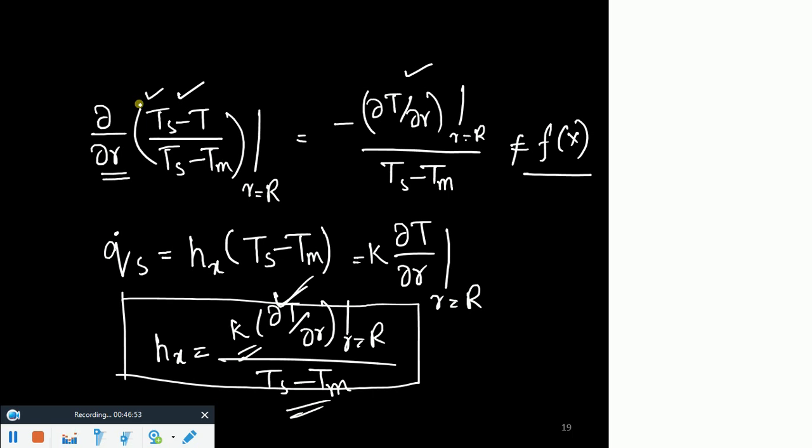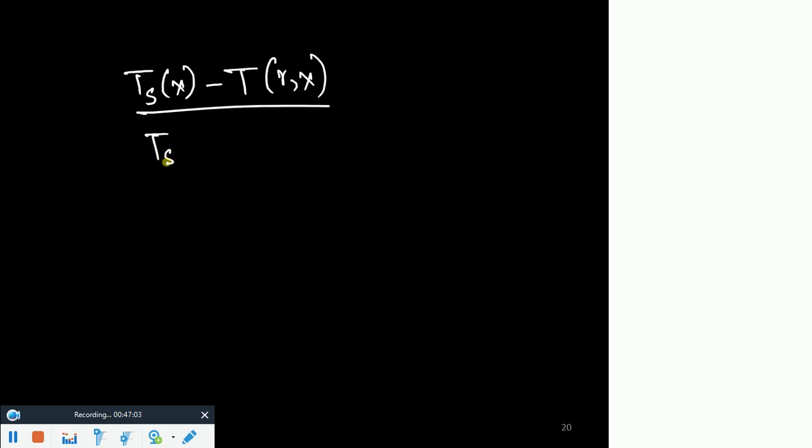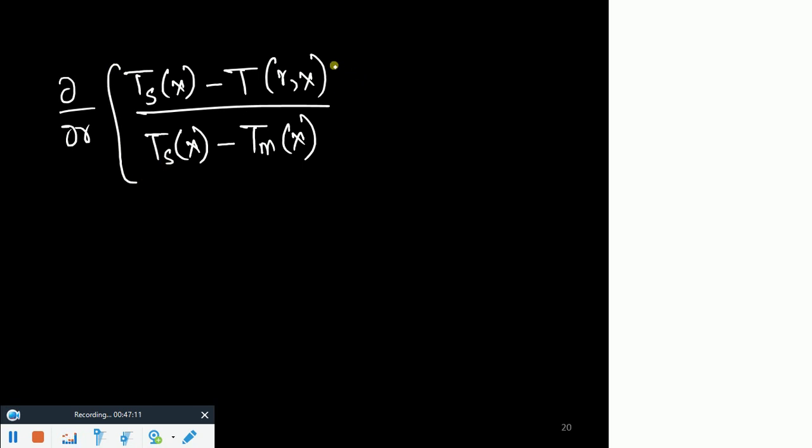It would be a function of x. So more appropriately, I can write it down like this: Ts is a function of x, minus Tm, which is a function of x. Ts as a function of x, and obviously Tm was also a function of x. If I take its derivative with respect to r, still you expect the same thing.